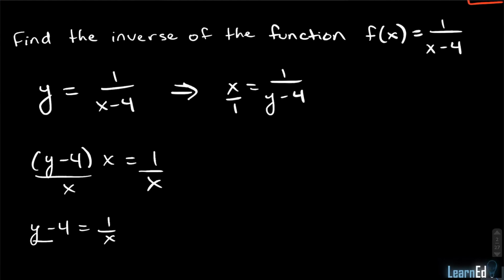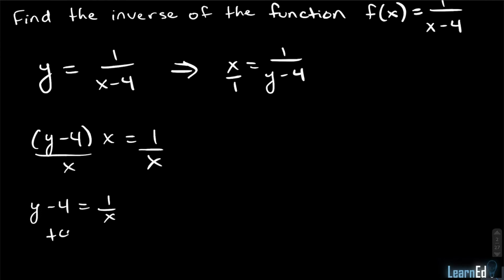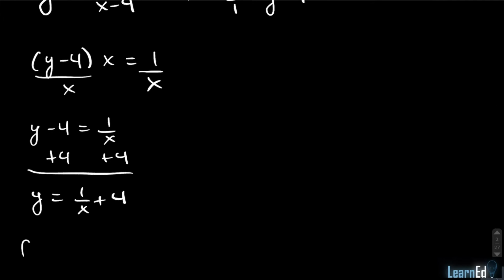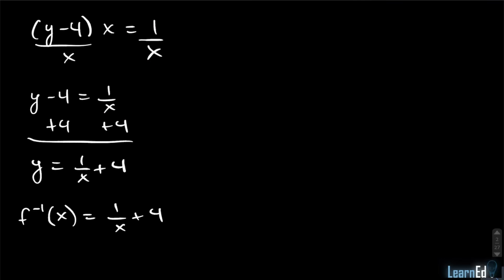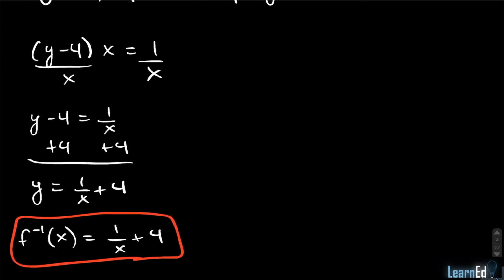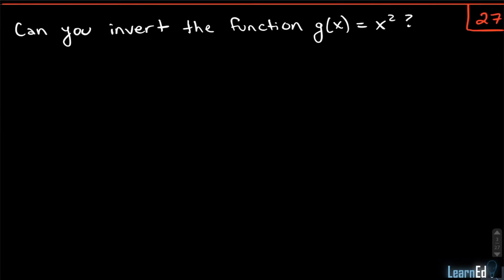All right, you can think of this as y minus 4 over 1, so same thing, right? Now, all you have to do to solve for y here is just add 4 on both sides, and we get y is equal to 1 over x plus 4. Okay, and that is the inverse function. So we can rewrite that as f inverse of x equals 1 over x plus 4. All right, and that right there is our answer. Okay, so that is problem 26, right? The reason why I'm calling it 26 is because we had 1 through 25 in the last video. All right, anyways, moving on to our next problem.